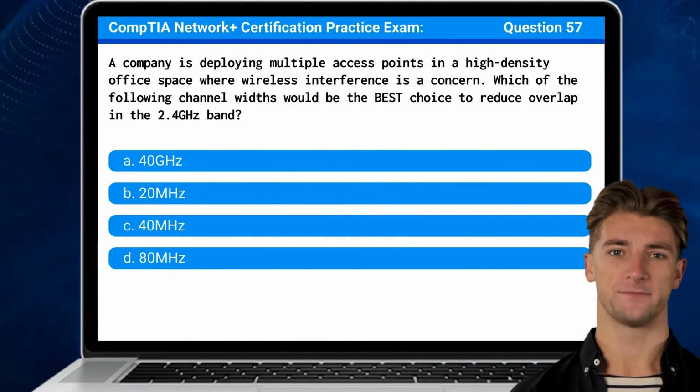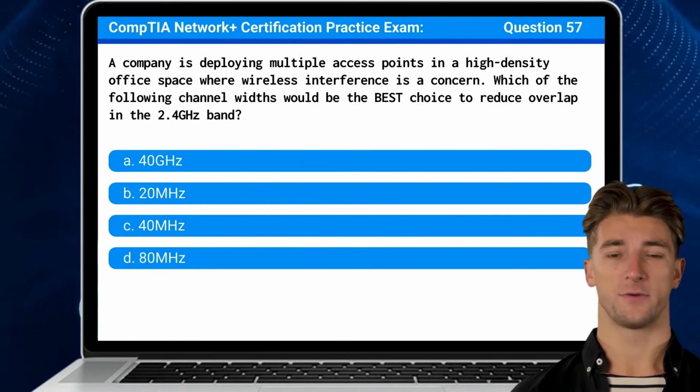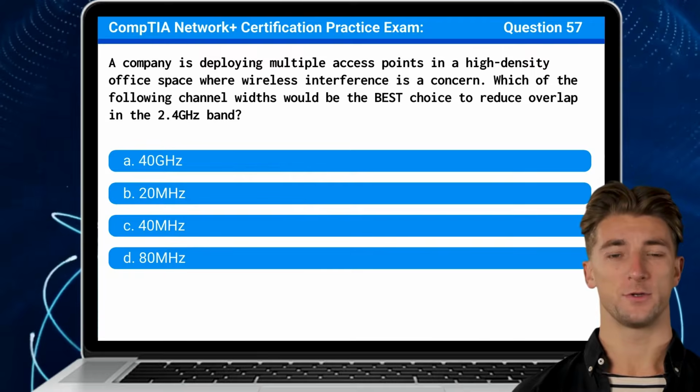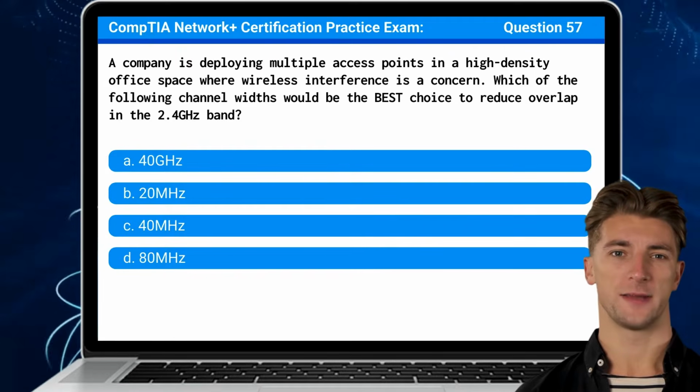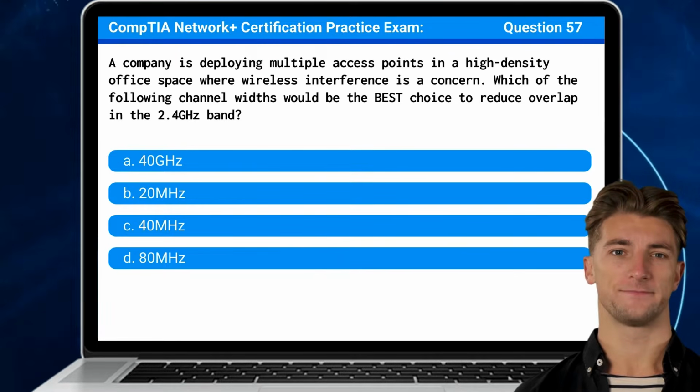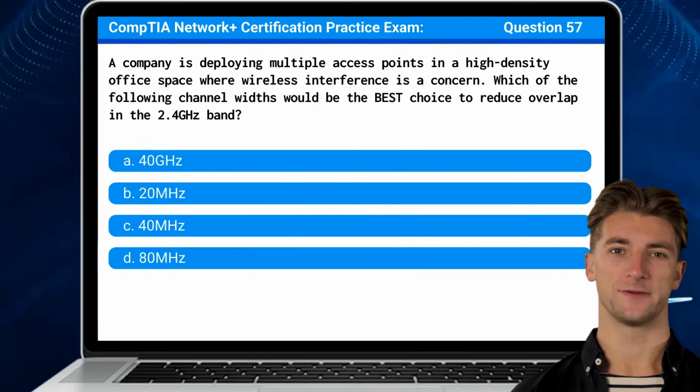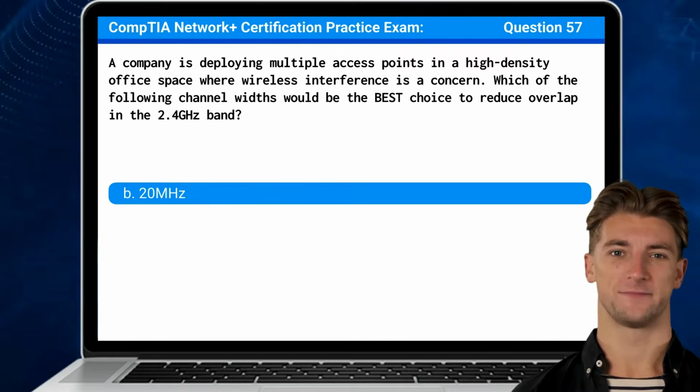Question 57. A company is deploying multiple access points in a high-density office space where wireless interference is a concern. Which of the following channel widths would be the best choice to reduce overlap in the 2.4 GHz band? The answer is B, 20 MHz.